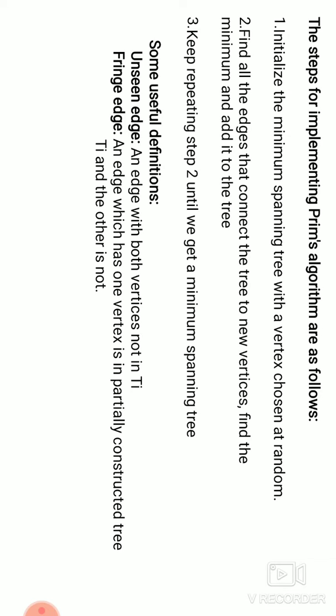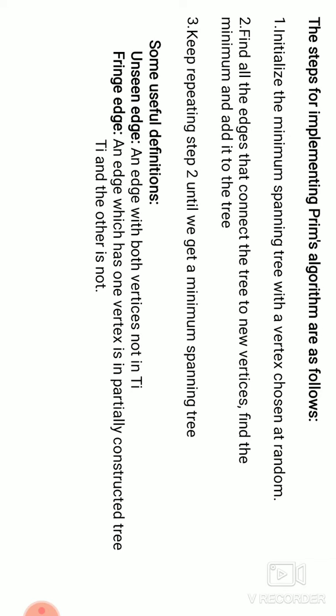Some of the definitions related to this graph. We call an unseen edge an edge with both vertices not in Ti. That is, when we write an algorithm, we have two sets of vertices, V and V dash. V dash is the set of vertices in a tree. So an edge with both the vertices not in the tree is called an unseen edge. An edge which has one vertex in the partially constructed tree and the other not. That is, suppose you have vertices A and B and an edge connected between A and B.